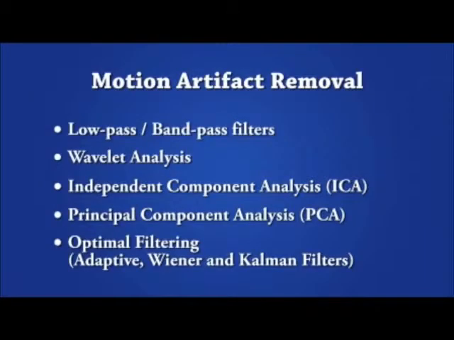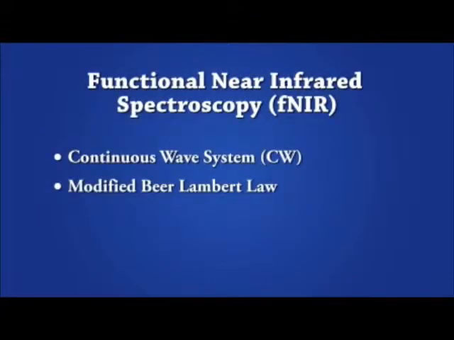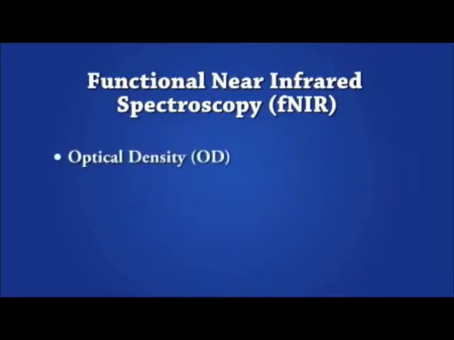Artifact removal algorithms in the literature range from simple low-pass and bandpass filters to wavelet analysis, from independent or principal component analysis to optimal filtering such as adaptive, Wiener, and Kalman filters. In continuous wave systems, raw FNIR signals are converted to the relative oxygenation changes by using the modified Beer-Lambert law. Optical density at a specific input wavelength is the logarithmic ratio of input light intensity and output light intensity.